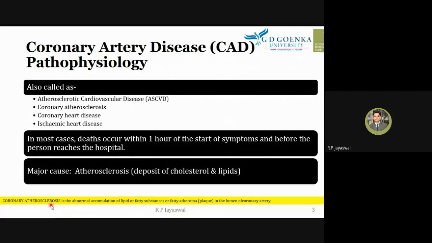In the inner layer there is a deposition of lipid and fatty substances, and this deposition is sometimes called a fatty atheroma or plaque, and if it occurs in the lumen of the coronary artery, then we call it coronary atherosclerosis.